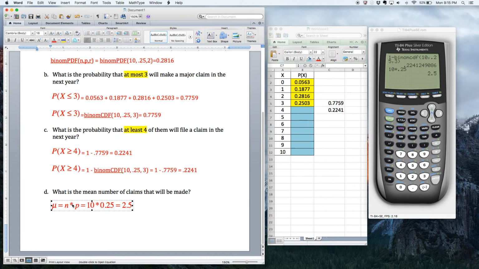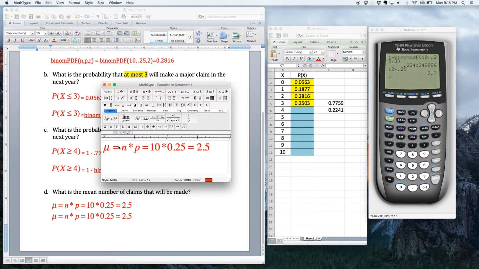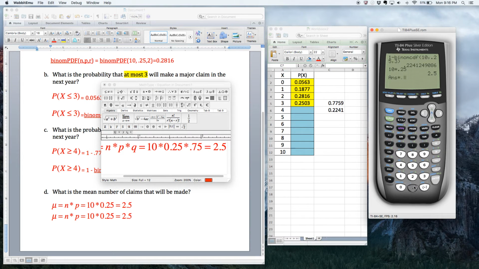So the variance, I'm going to pop it right underneath. I'm going to change this to variance. I'll write Var is equal to n times p times q, which is 10 times 0.25 times 0.75. All right, so that number, I've got to work that in the calculator. So that times 0.75, 1.875.